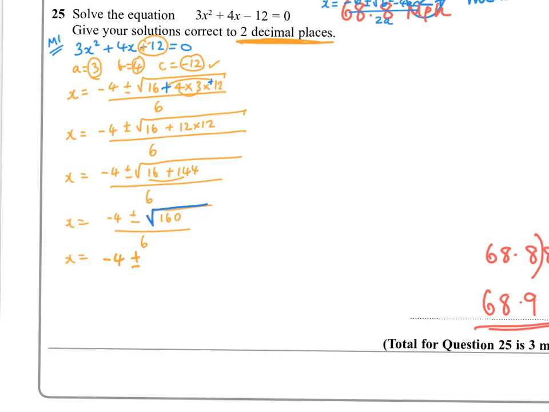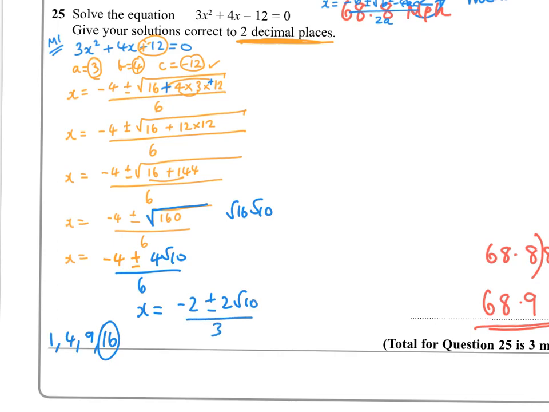If I wanted 160, what's the highest square number? Well, if you write your square numbers, then straight away you can see that's 16 times 10. So you've got the square root of 16 times the square root of 10, which is 4 root 10 over 6. And then you can halve the numerator and halve the denominator. And then from this, you'll be able to get the line of symmetry and then how far from the line of symmetry in either direction, plus or minus, the solution points.